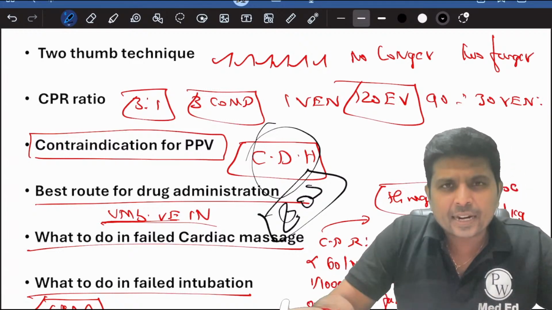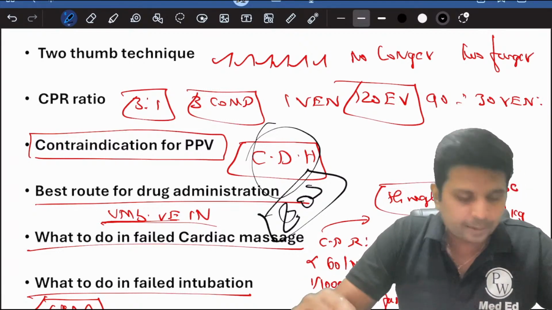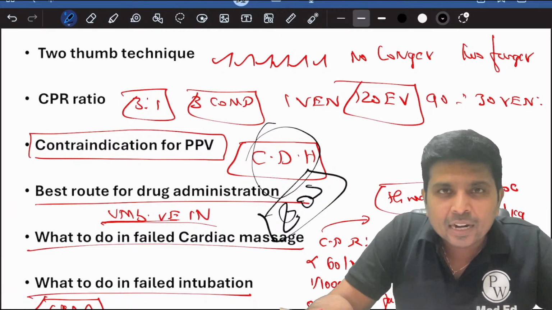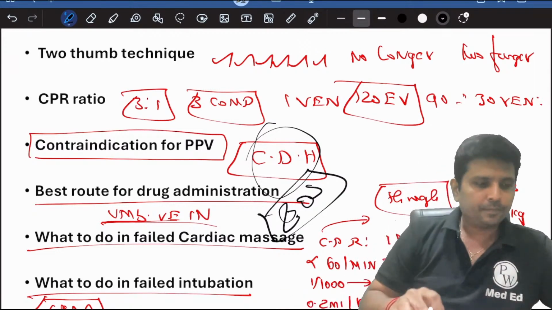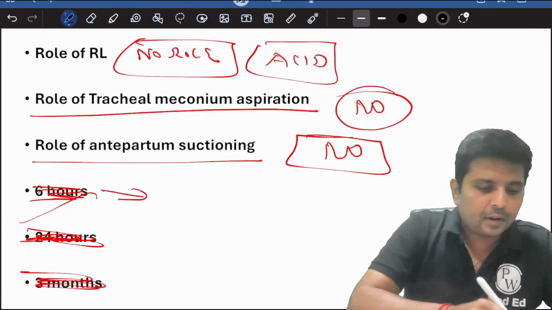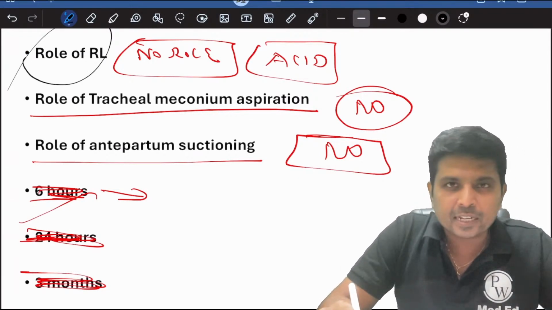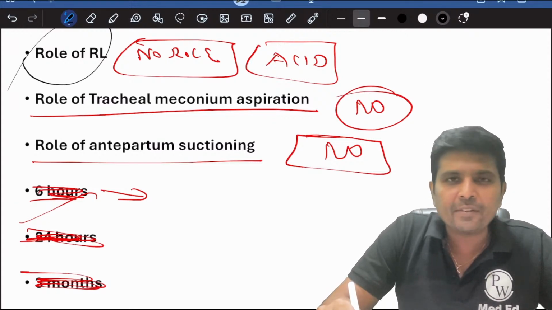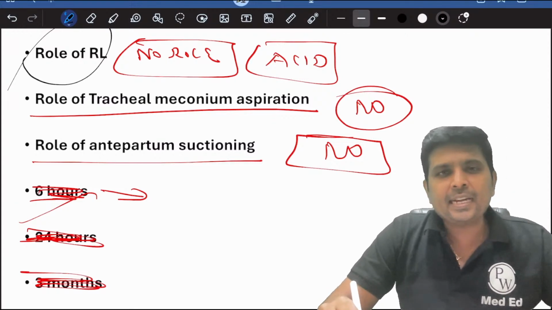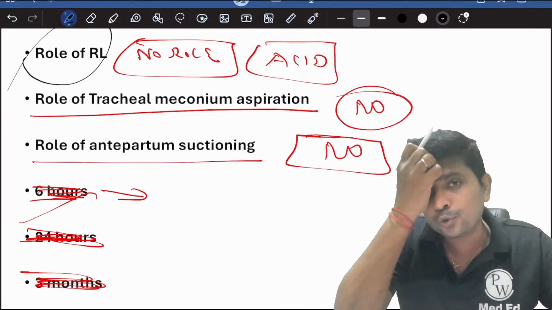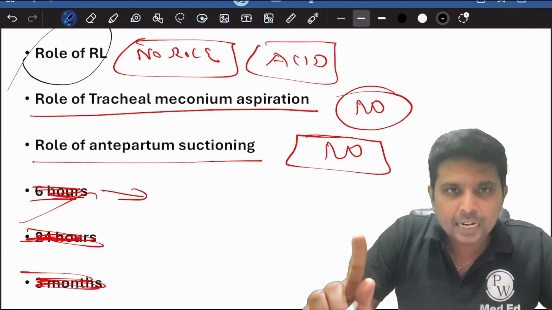Okay, when cardiac massage has failed, what is the drug of choice? Adrenaline. What to do in case of failed intubation? Laryngeal mask airway or endotracheal intubation. Remember, there is no role of oral, because in birth asphyxia there is already lactic acidosis accumulation. By giving oral, you are adding lactic acid further to the body, which can lead to anaerobic metabolism. So there is no role of oral right now.